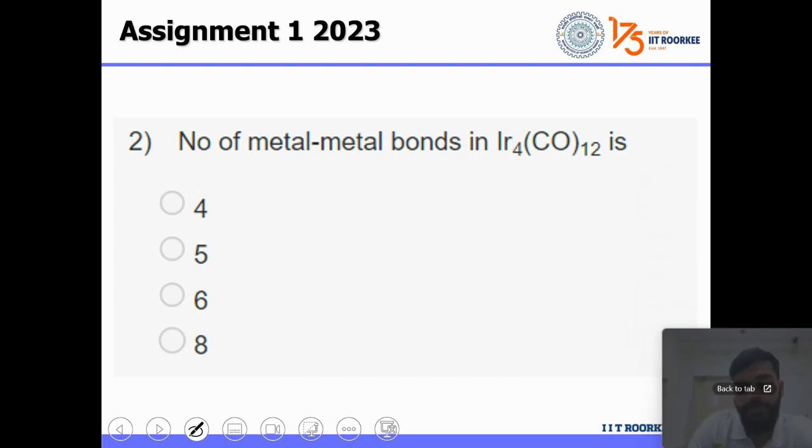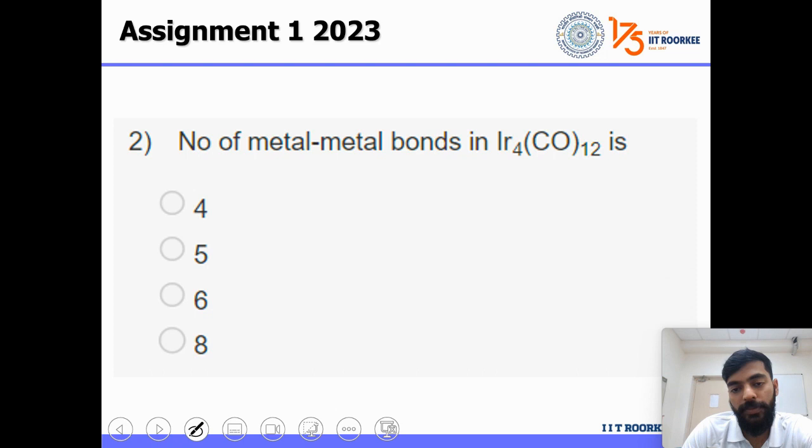This is a similar question we have discussed in the previous session. Number of metal-metal bonds in Ir4(CO)12. You need to do the calculations with the formula I have told you and let me know the answer. Yeah, the answer was correct, the third one.